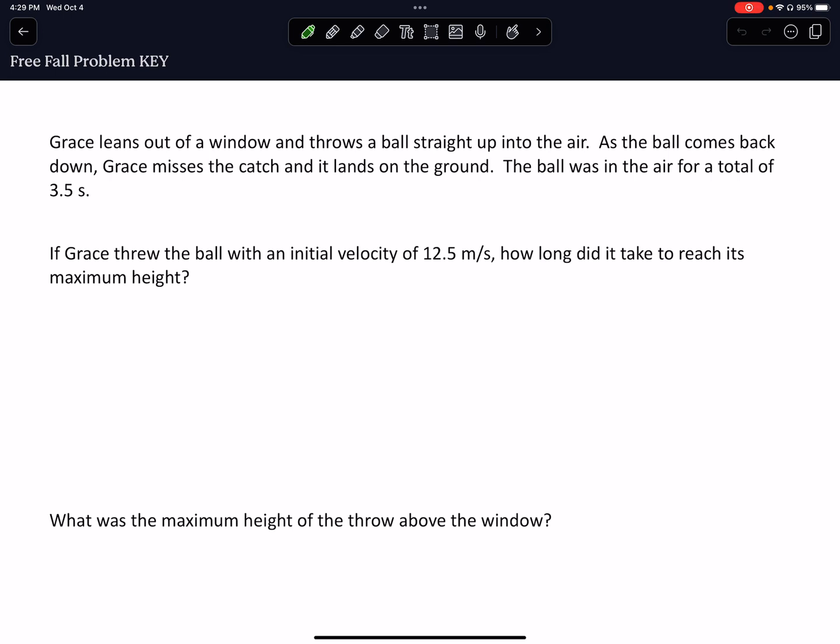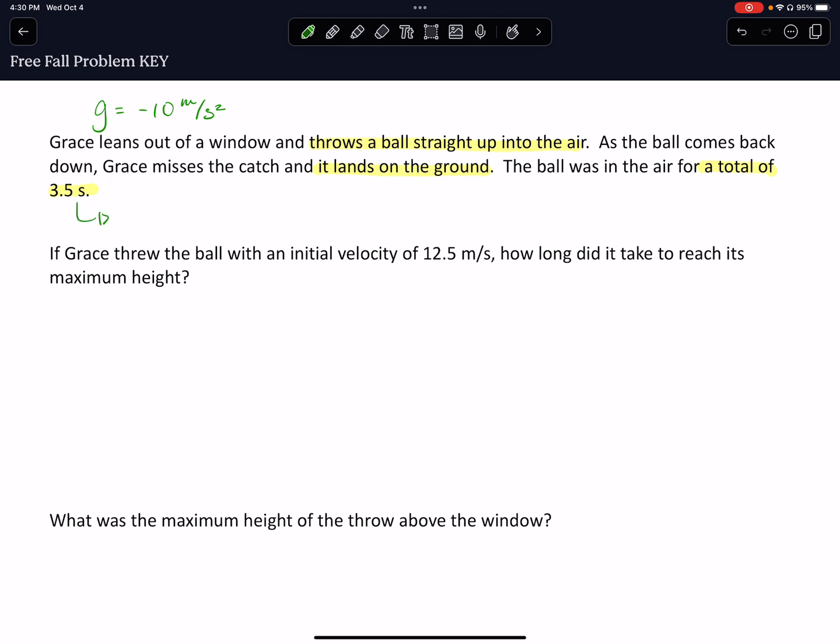All right, so we've got Grace, who is leaning out of a window, and she's going to throw a ball straight up into the air. As the ball comes back down, Grace misses the catch and it lands on the ground. The ball was in the air for a total of 3.5 seconds. Just to keep things simple, I'm going to use a gravitational value of negative 10 meters per second squared.